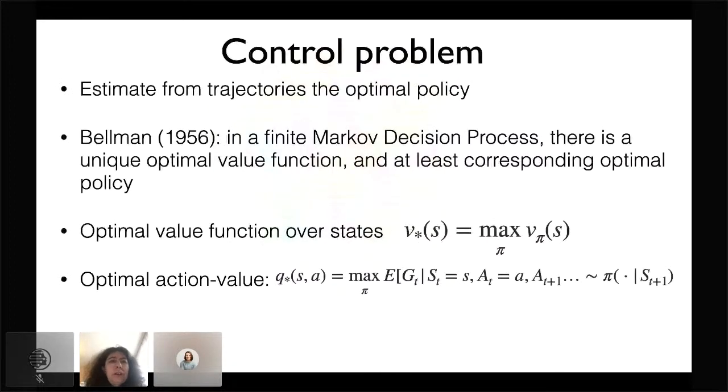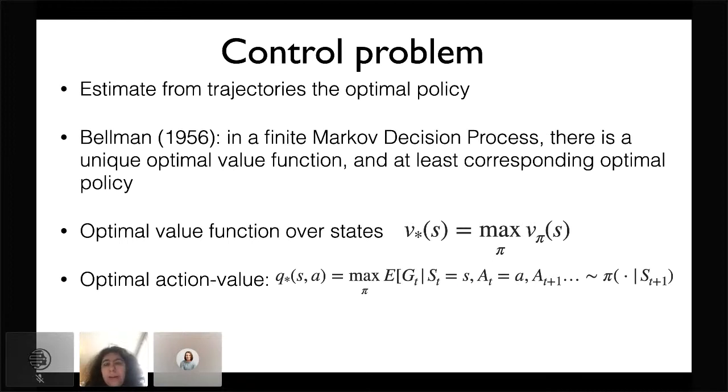So now I want to talk a little bit about the control problem. What we talked about is value estimation. We're given a policy, and we want to estimate the value function for this policy. But what if what we're after is really the optimal policy, the best way of behaving? This is really the crux of reinforcement learning: taking trajectories and estimating the optimal policy from these trajectories.